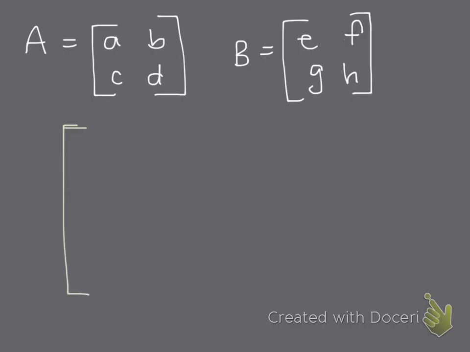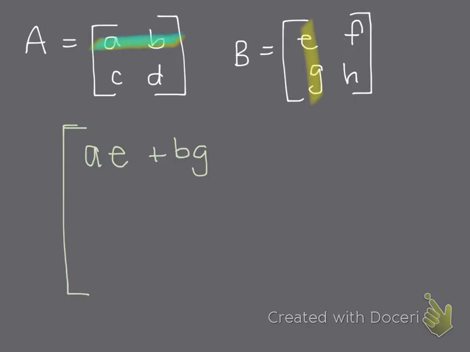So it's always row by column. So taking my first row, I'm matching it up with my first column. So I'm taking A times E, and then I'm adding it to the product of B and G. And now I'm going to take this value again.